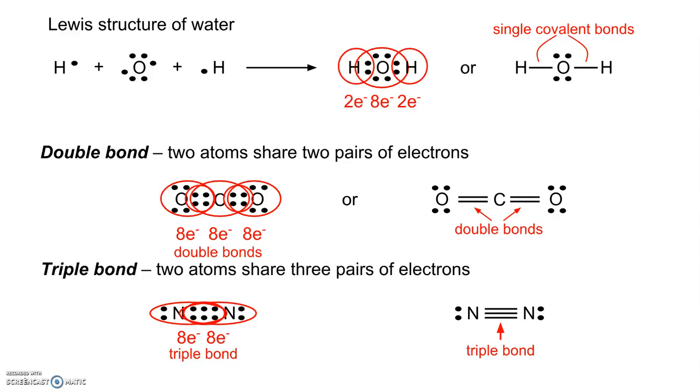Okay, now let's look at our triple bond. Our triple bond has two atoms that share 3 pairs of electrons. Notice nitrogen has 8 electrons and the other nitrogen has 8 electrons. Remember, nitrogen is part of those 7 diatomic molecules, part of that Brinkelhoff.